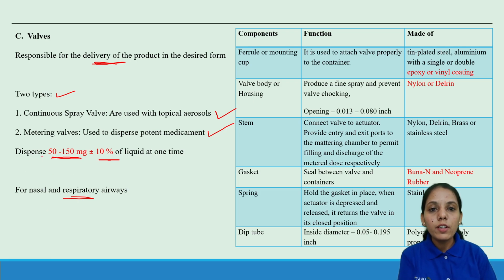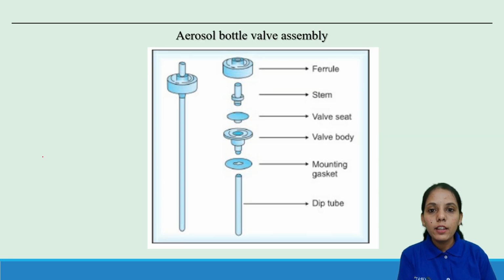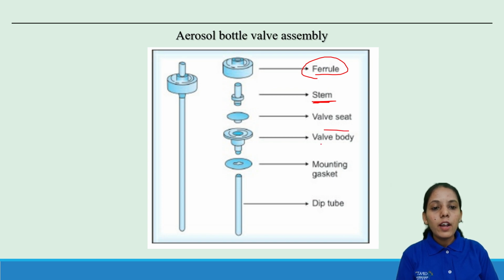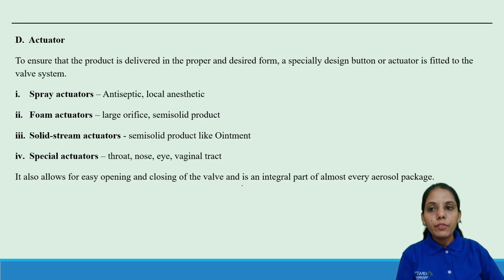This is important. Now first is ferrule. So this is the aerosol bottle valve assembly. First is this ferrule, then this is stem. Stem will connect ferrule with the valve seat. Then this is a valve body, mounting gasket and the dip tube. This tube will go inside the container till the bottom.